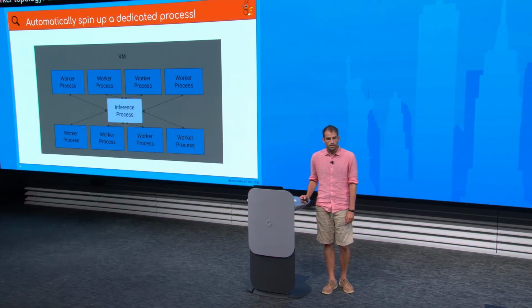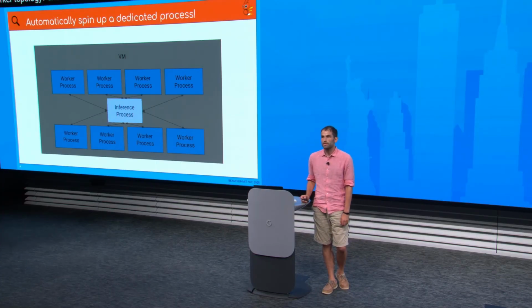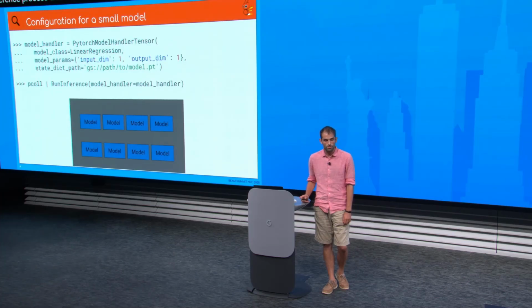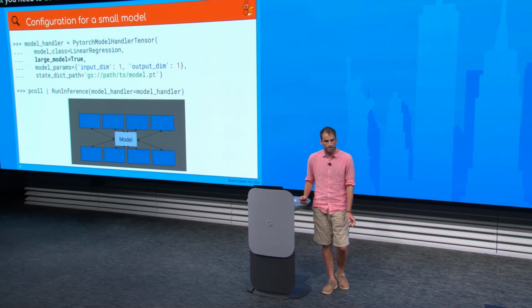And the answer is that you can spin up a dedicated inference process. And Beam makes this really trivial. So you can see this is kind of your normal Beam model handler configuration. The only thing that you need to do to change that and load a single model into centralized memory is introduce this large model equals true flag, and Beam will handle the rest.